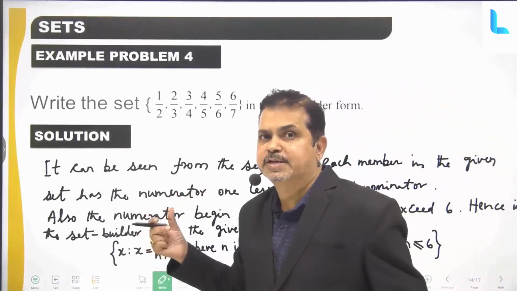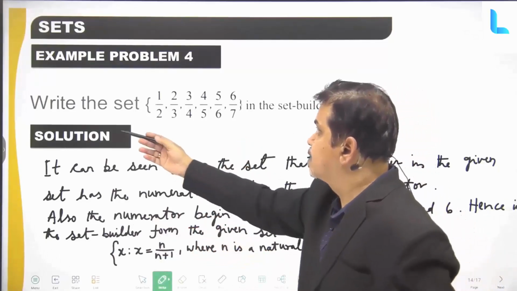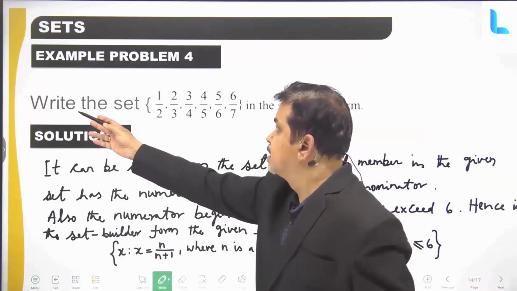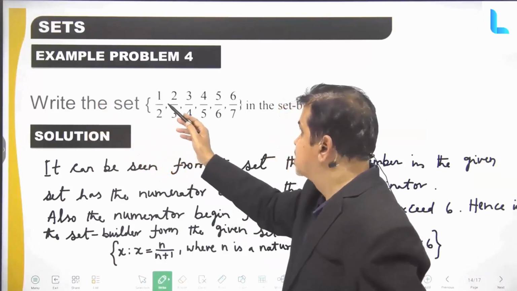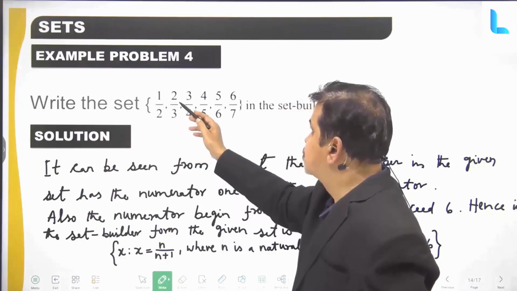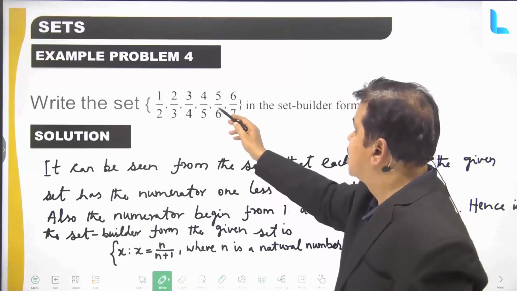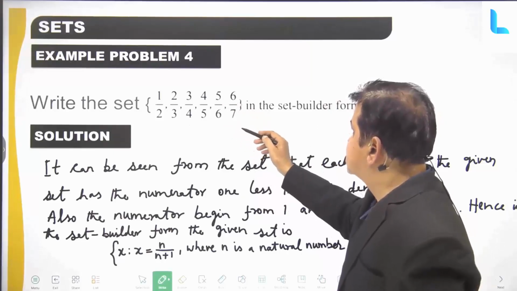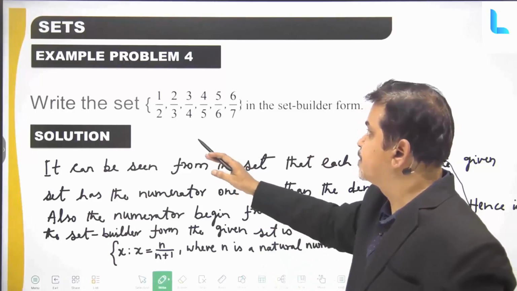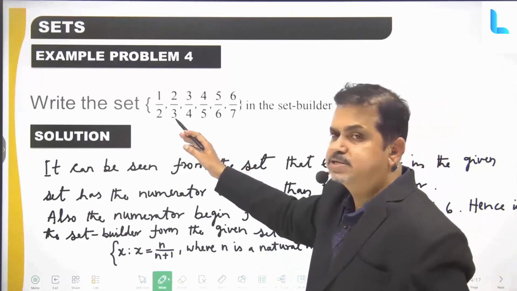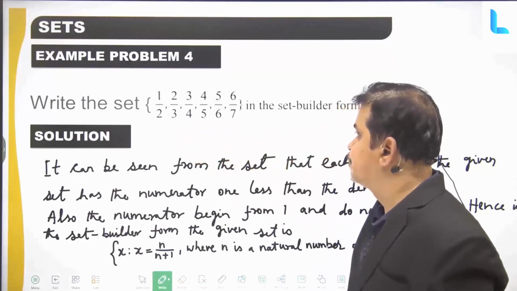So let us take one more example, consisting of fractions, where we have this example: write the set {1/2, 2/3, 3/4, 4/5, 5/6, 6/7} in the set builder form. So now we have to represent here, which is in the roster form, in the set builder form.